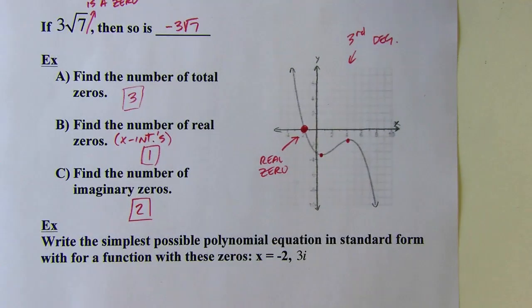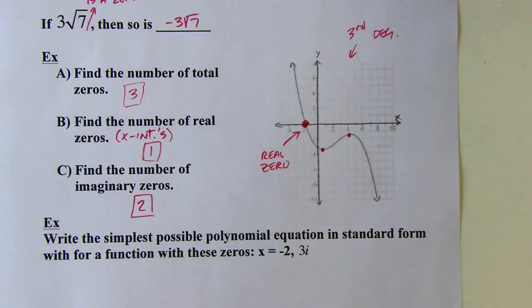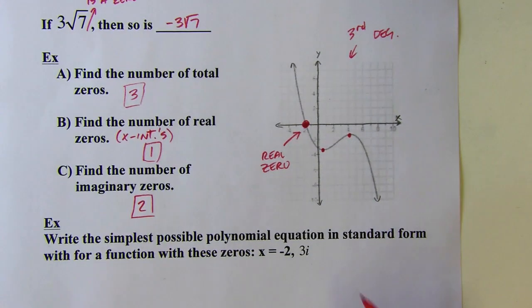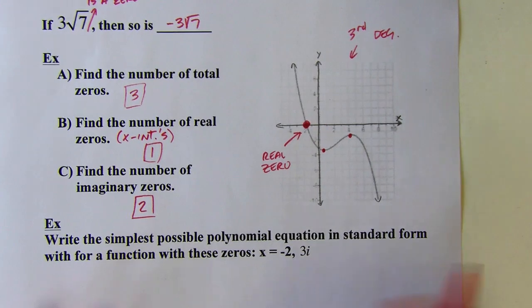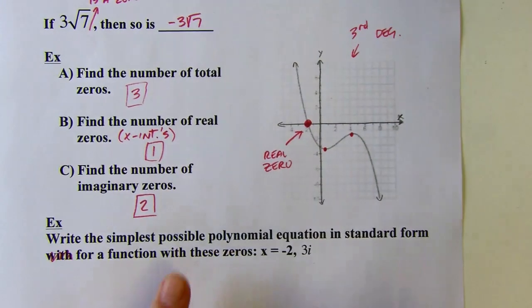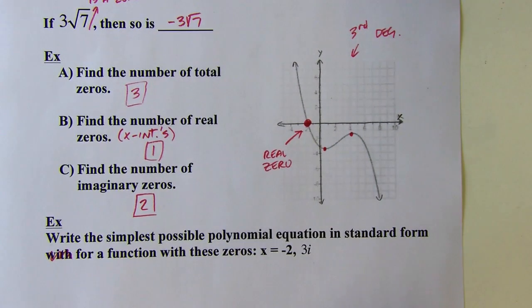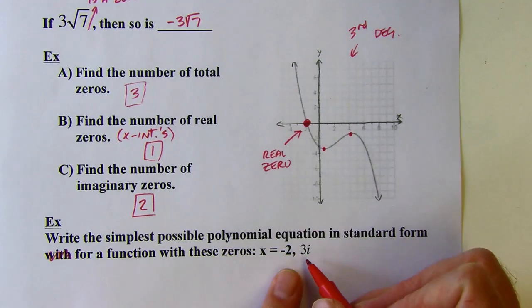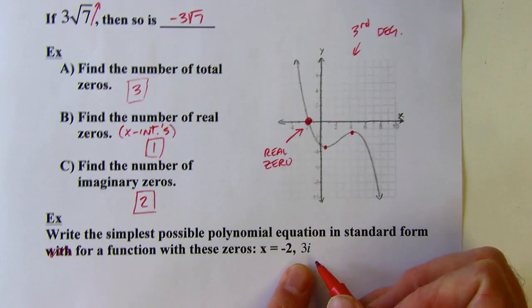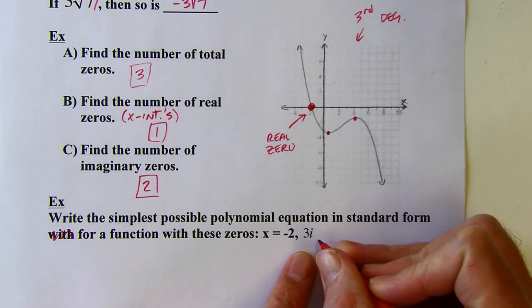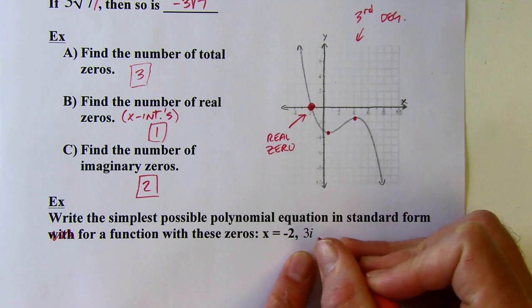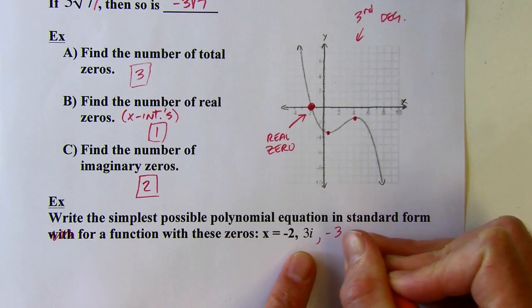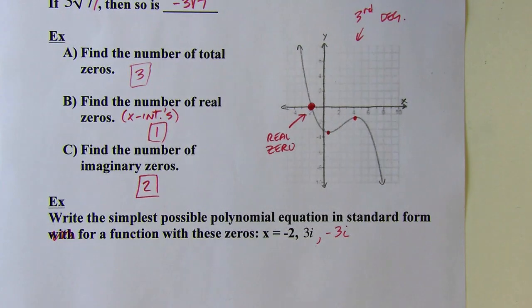Okay? All right, so next up, I'm going to write the simplest possible polynomial equation in standard form for a function with these zeros. Got some typos in here. Okay, so I've got these zeros, but I know the imaginary ones are going to come in conjugate pairs. So there's a hidden zero that I have to realize, okay, if 3i is a zero, so is -3i. It has to work like that. Okay, so you've got to recognize that there's the conjugate. If there was a radical in there, that would be the same kind of deal.